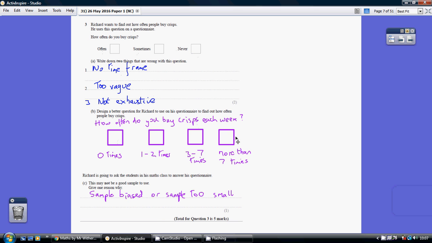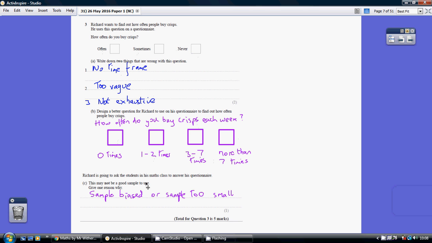Then include 3 or 4 boxes and just make sure that your various options do not overlap, but equally they don't leave any gaps, and don't include any inequalities, don't include any greater than or equal signs. So this is an example: 0 times, 1 to 2 times, 3 to 7 times, more than 7 times.